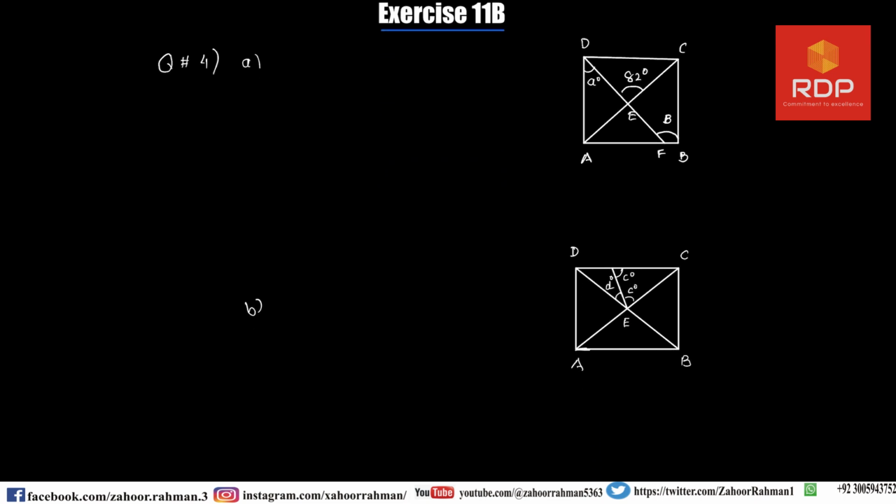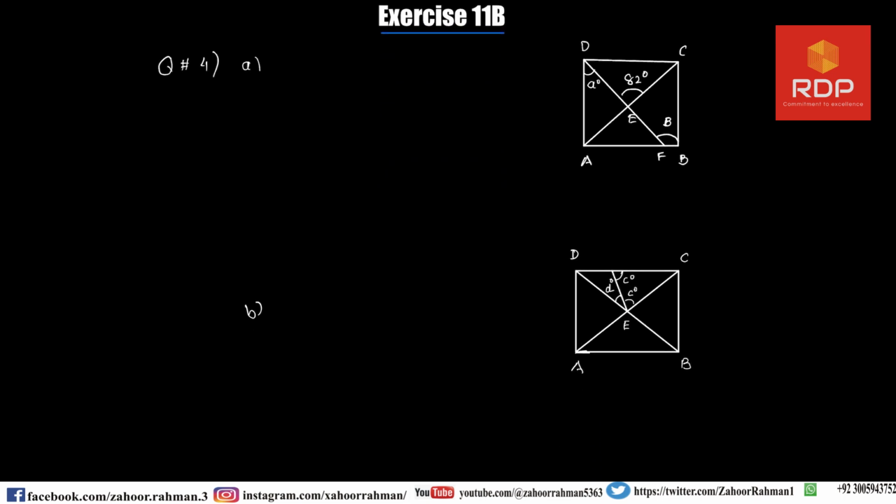Let us dive into exercise 11b, and the first question is on the square. They have given us a square in which all the sides are equal, but keep in mind and pay full attention to diagonal DE. That is not a diagonal because it is not terminating at point B, which is the vertex of two lines AB and BC.